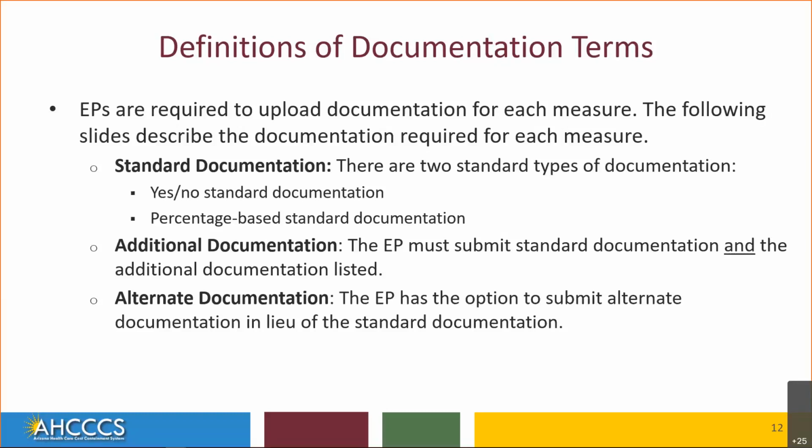So the third type of documentation that can be requested is the alternate documentation. The EP has the option to submit alternate documentation in lieu of the standard documentation.